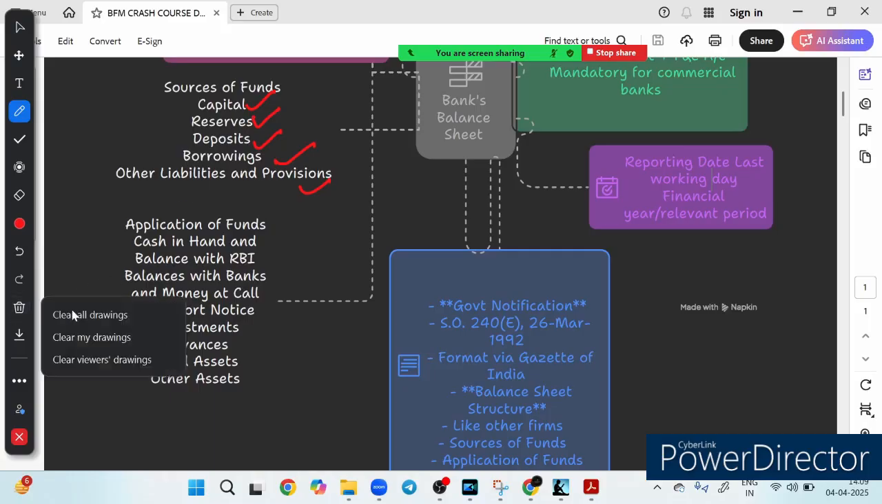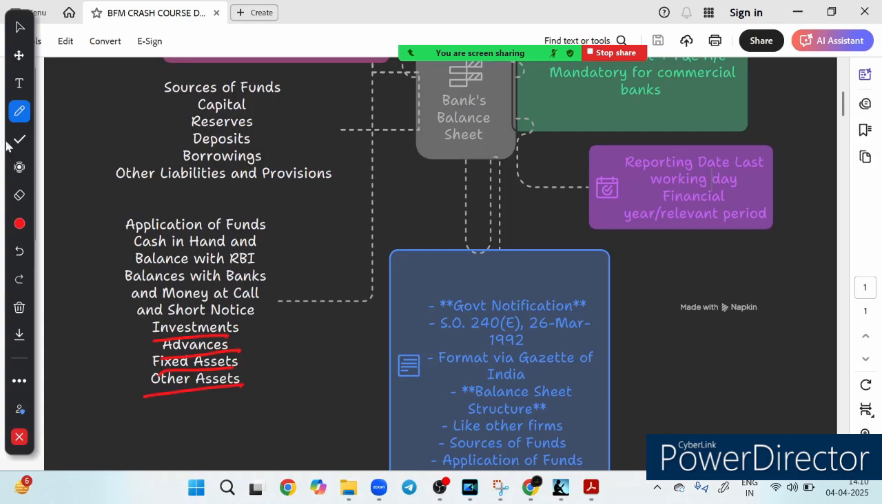Then on the other side, application of funds means where the bank utilizes the money. This is how the bank utilizes money. First of all, cash in hand and balance with RBI: money physically held by the bank and reserves kept with the RBI. Then money at call and short notice, and balance with other banks, which means money in other banks for liquidity. Then investments, basically government bonds, securities, and other investments. Then advances, meaning loans given to businesses and individuals. Then fixed assets, meaning bank buildings, ATMs, infrastructure, and other assets, miscellaneous items.